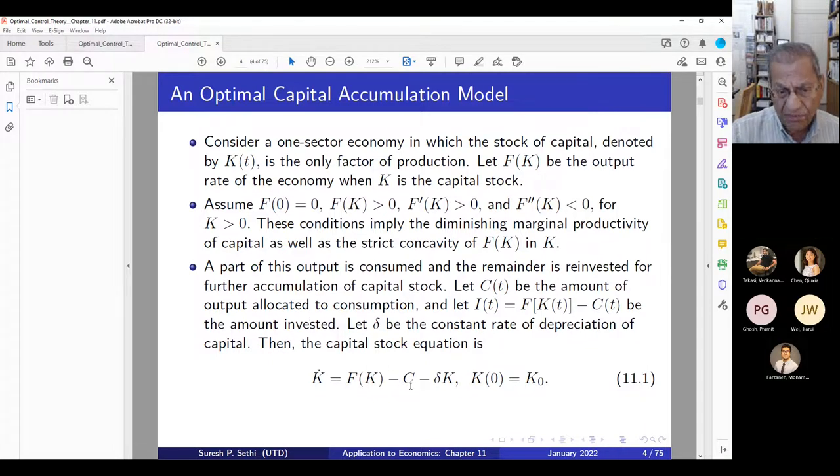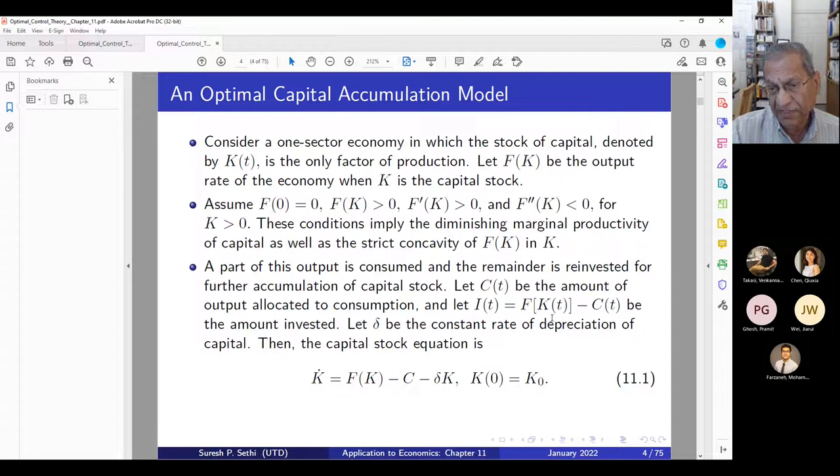Part of this output is consumed, which is C. So we have that much output, and part of it is consumed. Output means you can consume it. The current capital stock is K. It is producing so much, of which we are consuming so much, and the rest is being invested. Invested means K is increasing, because you get more capital. And capital is depreciating at rate delta K, which is a standard assumption in economics. So we have K dot equal to F(K) minus C minus delta K. We have an initial capital K zero. That is a very standard assumption.